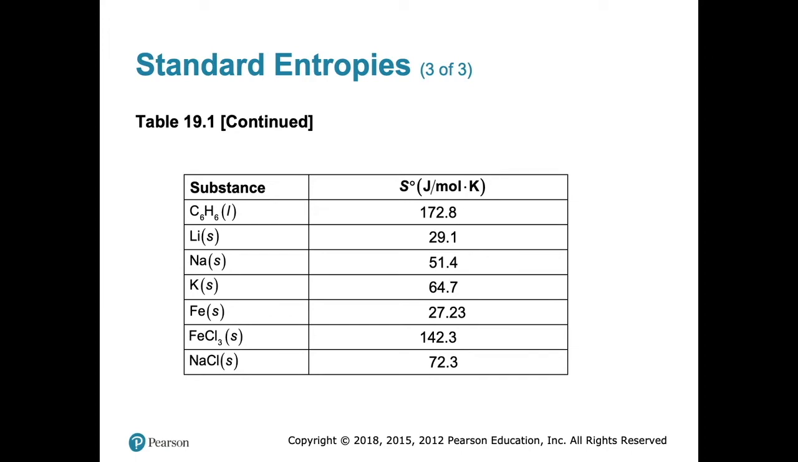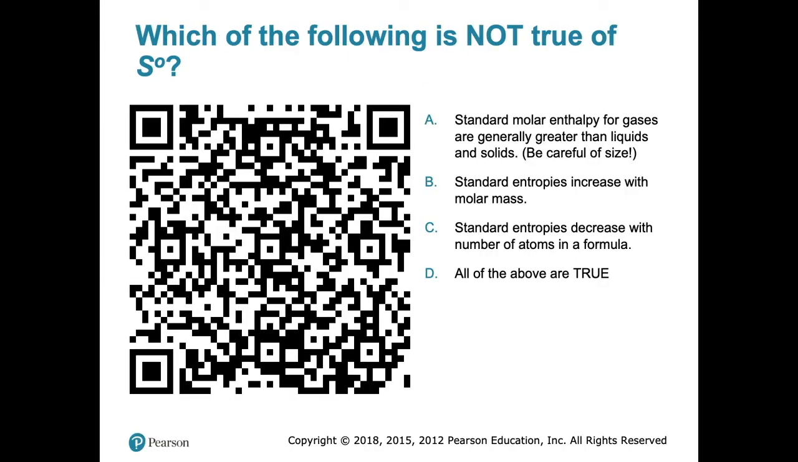See, notice how solids here are all low. They're all less than 100. These solids that have more stuff added to them are bigger too. So that demonstrates part 1 of it all. So the next question is this. Which of the following is not true of standard enthalpies? I'm sorry, entropies, not standard enthalpies, standard entropies.